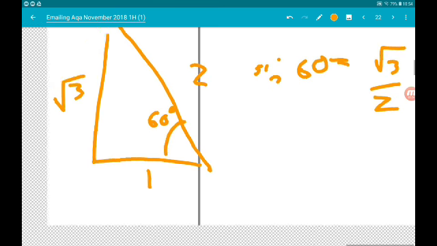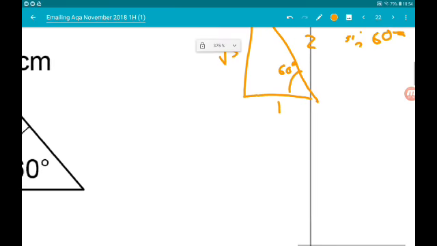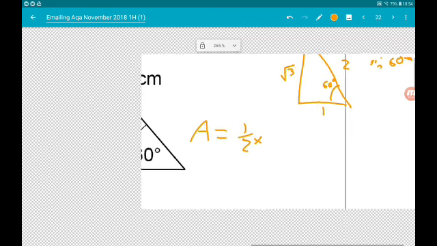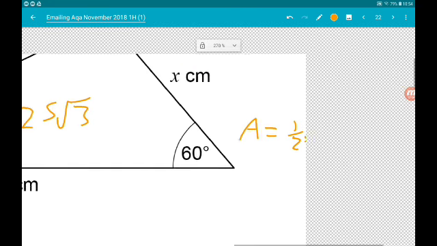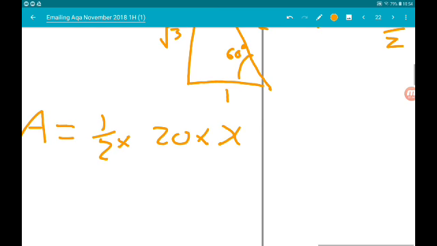So we can say that the area of this triangle is 1/2 times 20 times x times sine of 60.